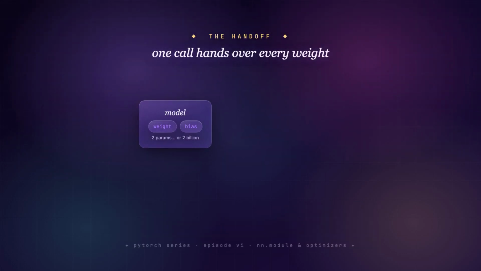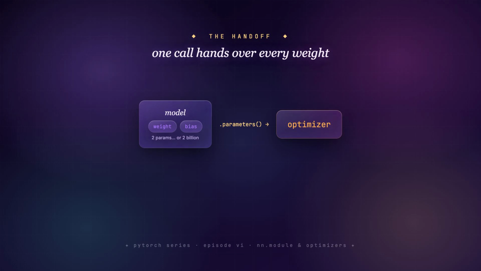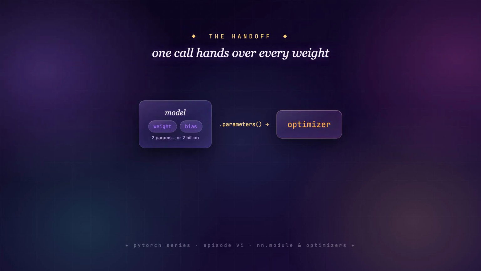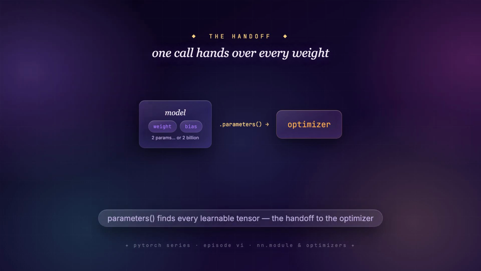But here's the real payoff for subclassing Module. Once your layers live inside it, one call, model.parameters, hands over every learnable tensor in the whole model. You don't list them, you don't count them. Whether it's 2 numbers or 2 billion, parameters finds them all. That single call is the reason we bother wrapping things in a module at all. It's the handoff to the optimizer.